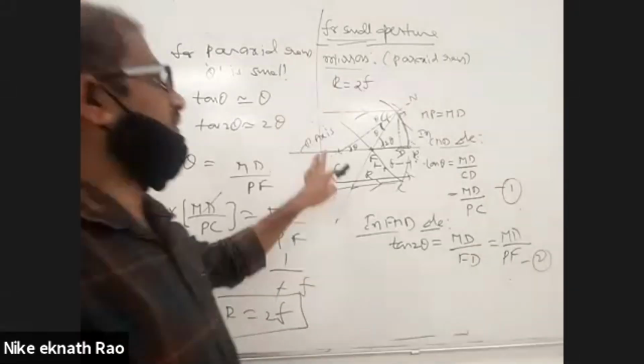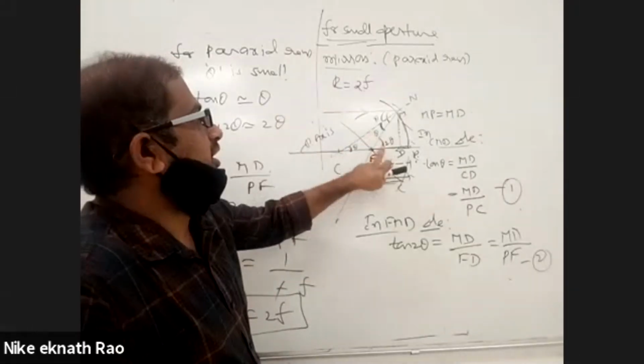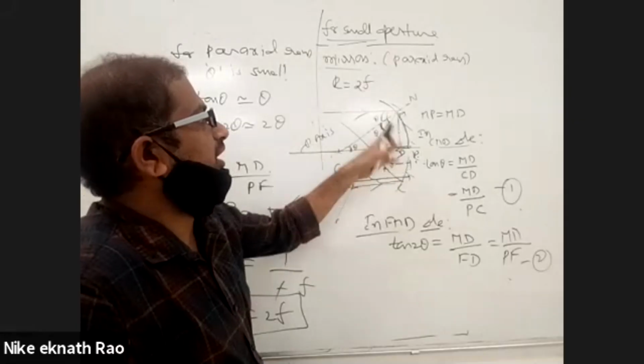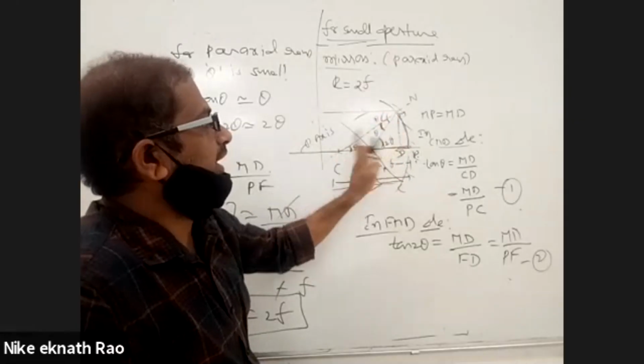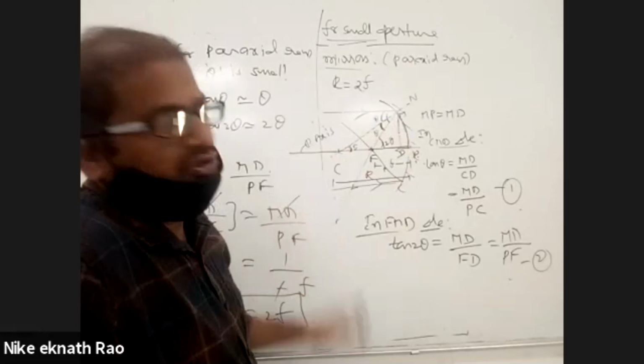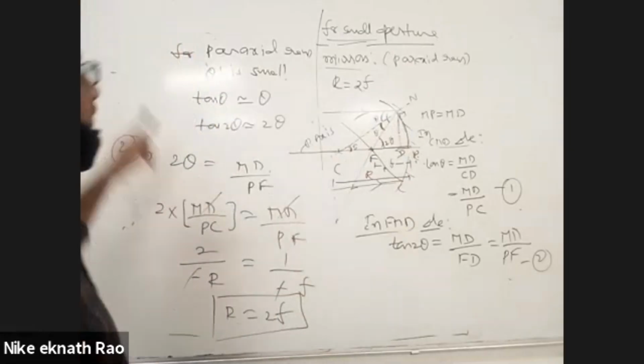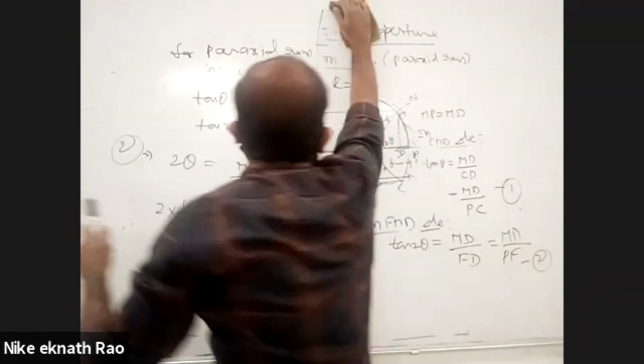But on your simple logic here, theta is the exterior angle in the triangle, so it is 2 theta. The alternate angle is 2 theta, which is equal to 2 theta. Tan theta you have taken. So the radius of curvature is twice the focal length. And next is the mirror equation.